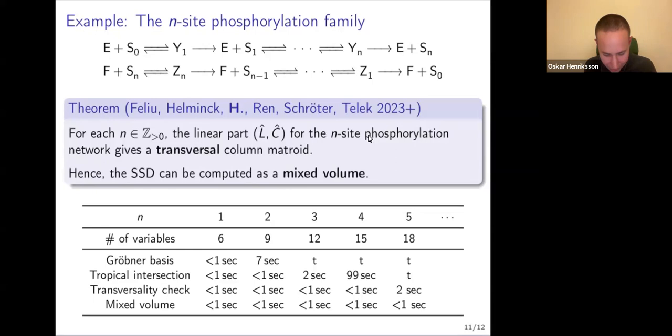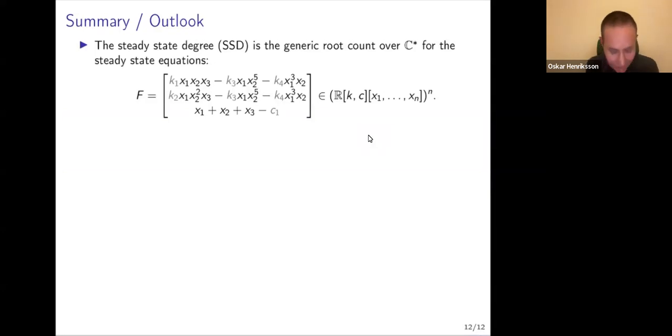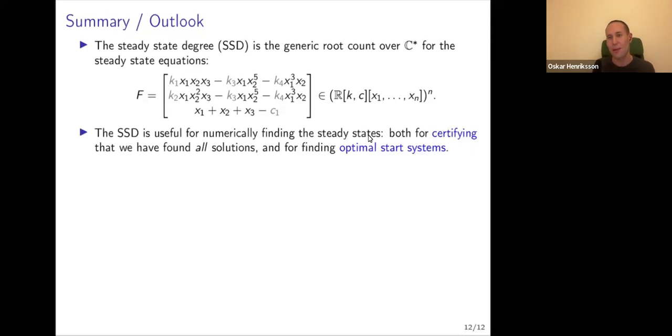Okay, I think this is a good time to just wrap up. So what we've talked about now is the steady state degree, which is the number of solutions to the steady state equations over the non-zero complex numbers. This is a bound for the number of positive real solutions, but even more, it's useful if we want to find these positive solutions, because it tells us how to do numerical algebraic geometry with an optimal start system. And since we then also know how many solutions we expect, we can certify that we haven't missed any solutions, so that we have actually found all of them, and that's quite nice.